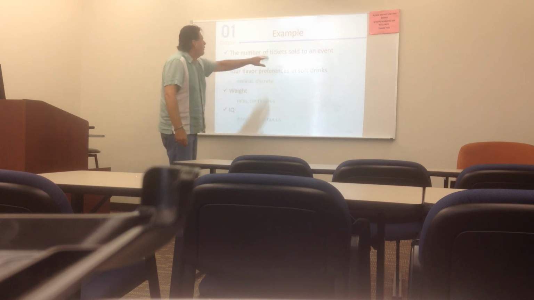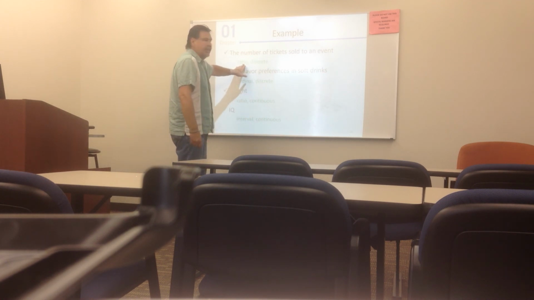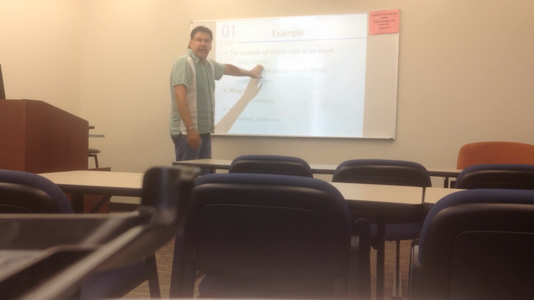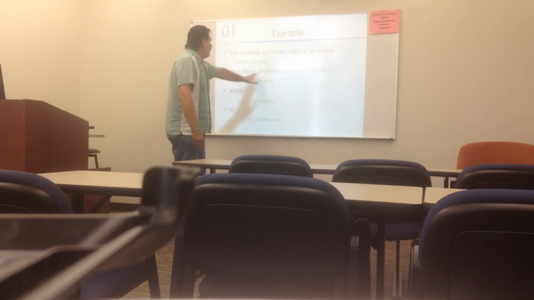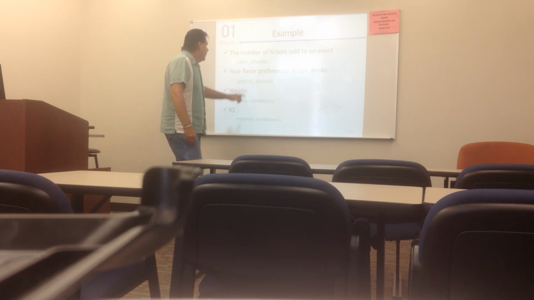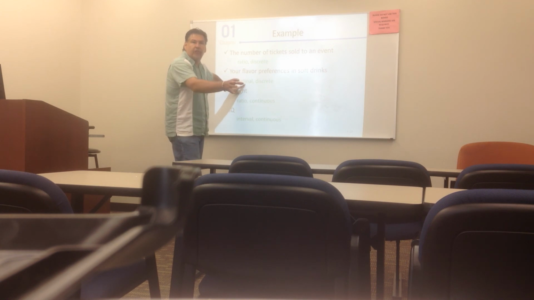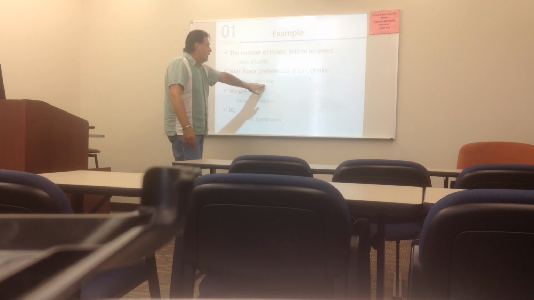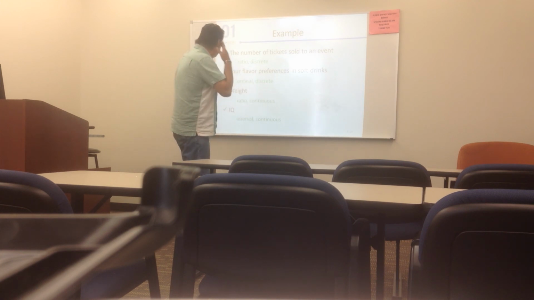Well, it looks like with the number of tickets sold to an event, we have ratio, because we can't have negative tickets sold to an event. But we have discrete data because we can't chop those tickets down into smaller parts. The flavor of soft drinks that you prefer is ordinal because we've ranked them. We prefer root beer over Dr Pepper, so we've actually ranked those. And it's still discrete because I can't chop it into different parts.